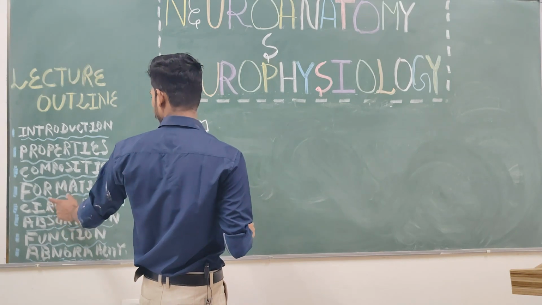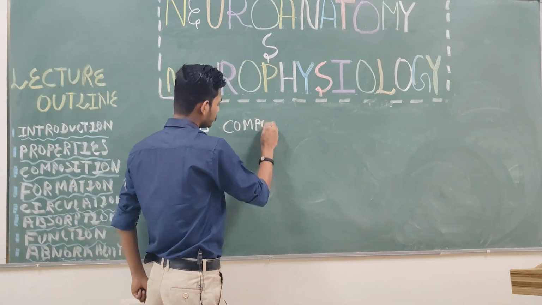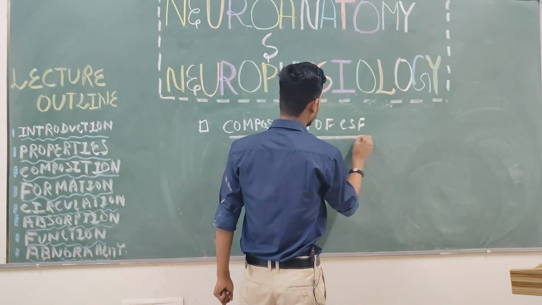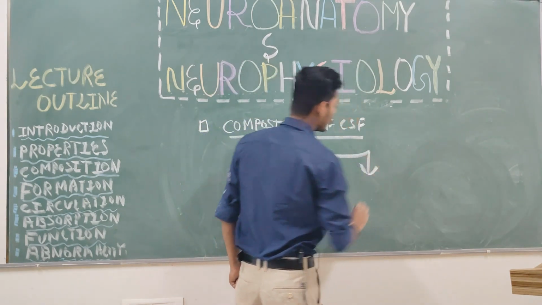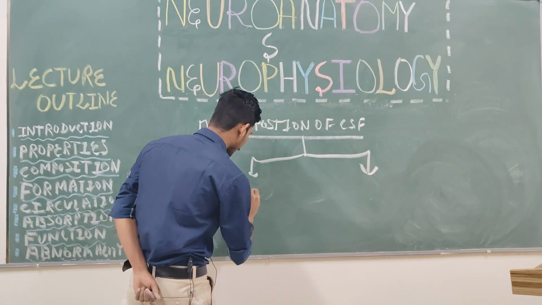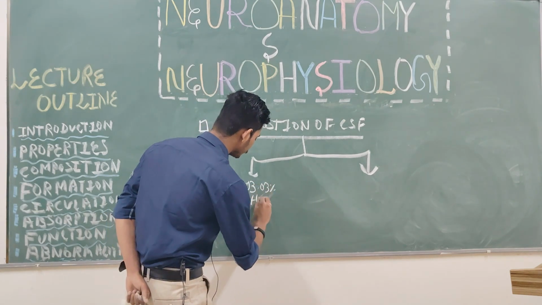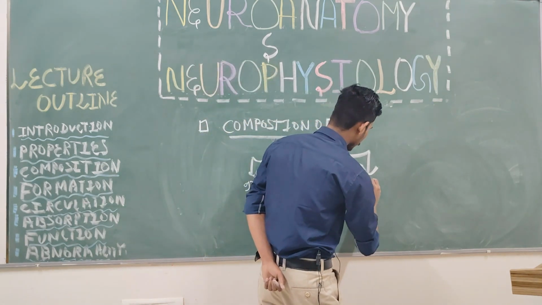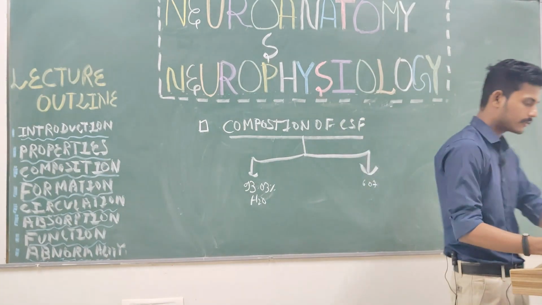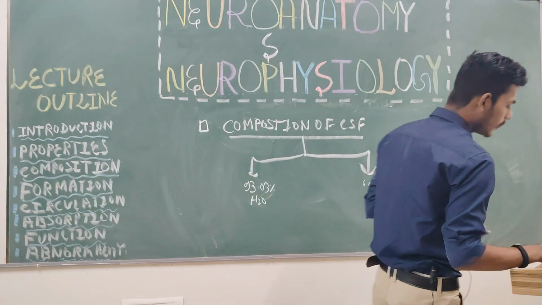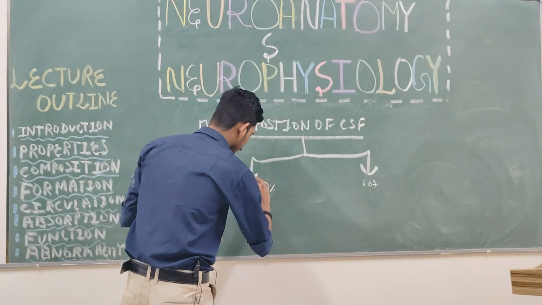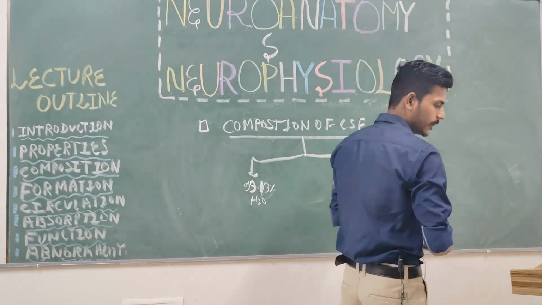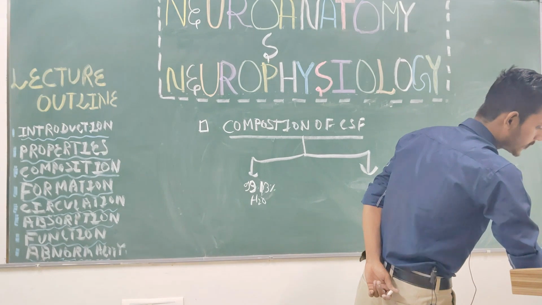So we are discussing the composition of CSF. As I said, it's an extracellular fluid. It means there must be a higher amount of water present here. Approximately 99.13% water, and the inorganic or solid part is 0.87%.